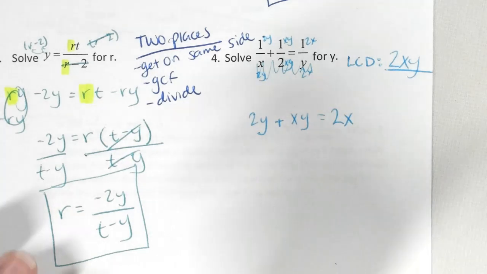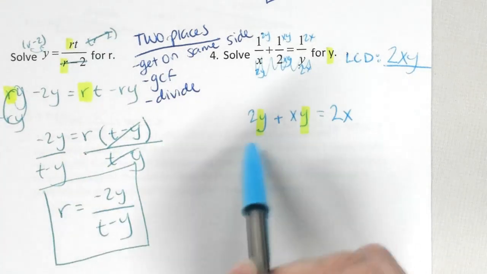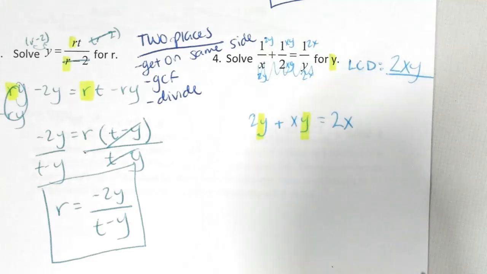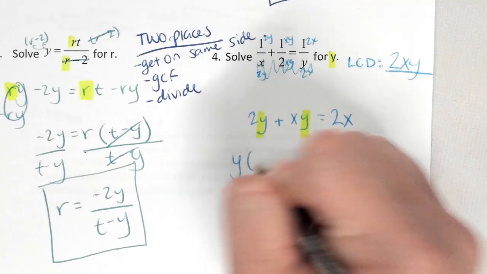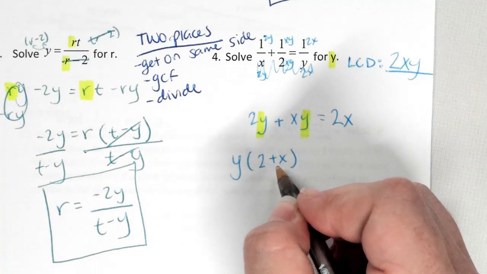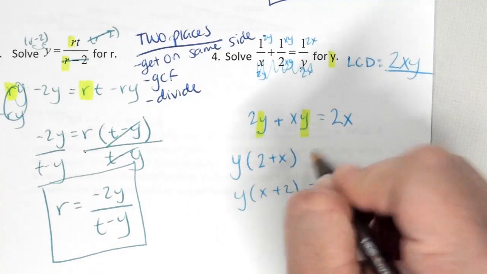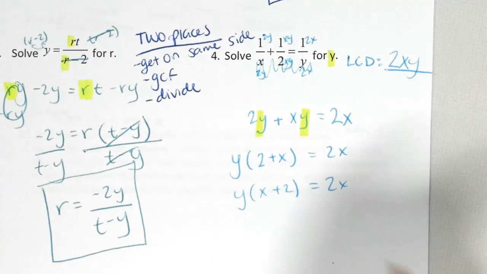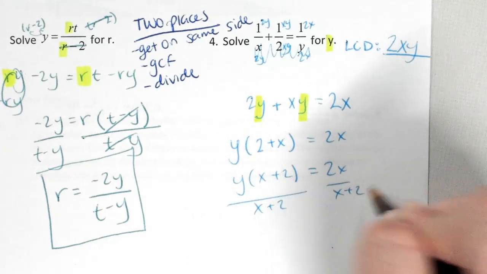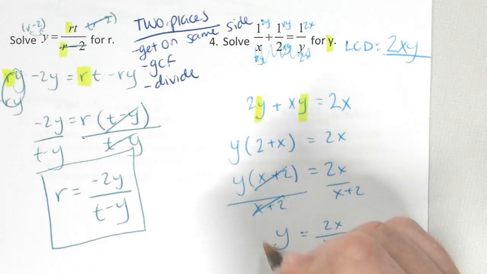So I've gotten rid of all the fractions, and now I'm solving for y. Well, I have it in two places, but my first step is to get them on the same side. Are they already on the same side? So what's my next step? I'm going to take out the y, and I'm left with 2 plus x, which, proper, can I flip that? So it's actually y times x plus 2. So now what? Divide. And I get y equals 2x over x plus 2.